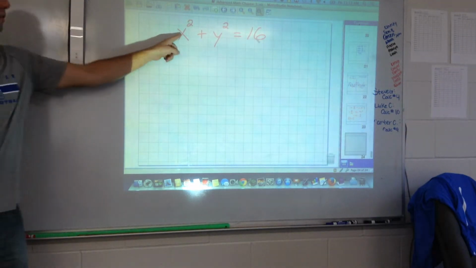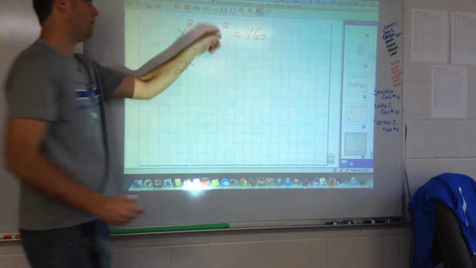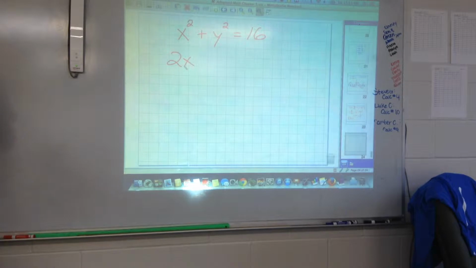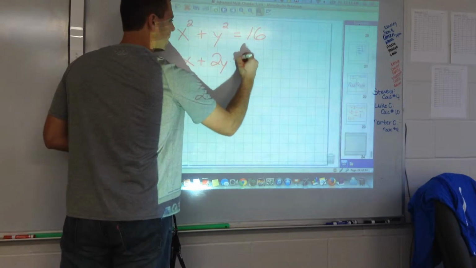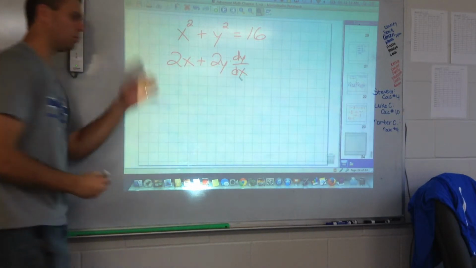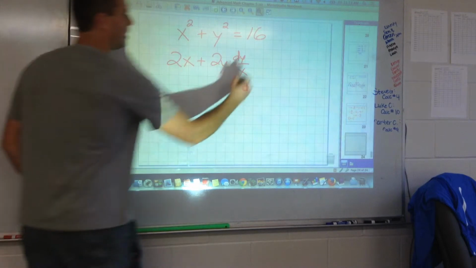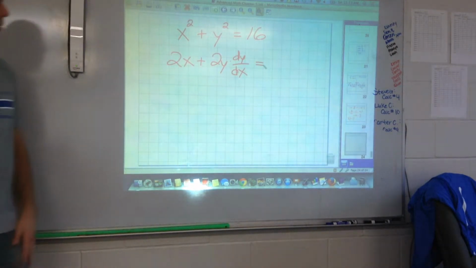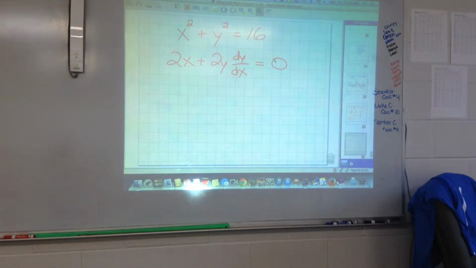Okay? What's the derivative of x squared with respect to x? 2x. What's the derivative of y squared? 2y, but because we differentiated a variable that was not x, we just put times dy dx. So it'd be plus 2y, and then because we differentiated with a variable that was not x, we just put in that dy dx right there. Right, multiply it right by the derivative of the variable that's not x. And what's the derivative of 16? 0. Okay? So 2x plus 2y times dy dx equals 0.